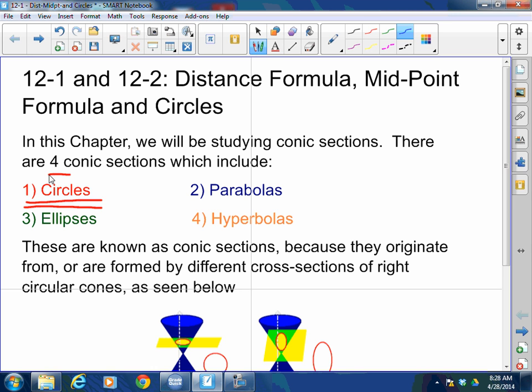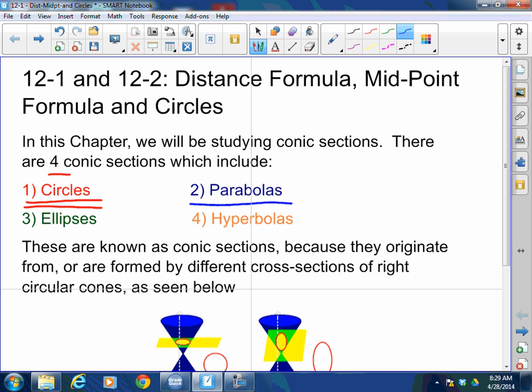Parabolas. Now, you're thinking, wait a second. Didn't we already graph parabolas using a table? And then we graph parabolas using the vertex form. We wrote the quadratic function from standard form to vertex form. Didn't we do it already? Yes, but there's one more fabulous way to work with parabolas.